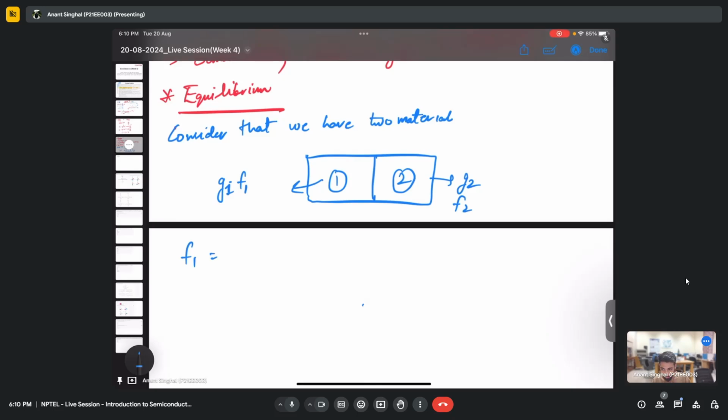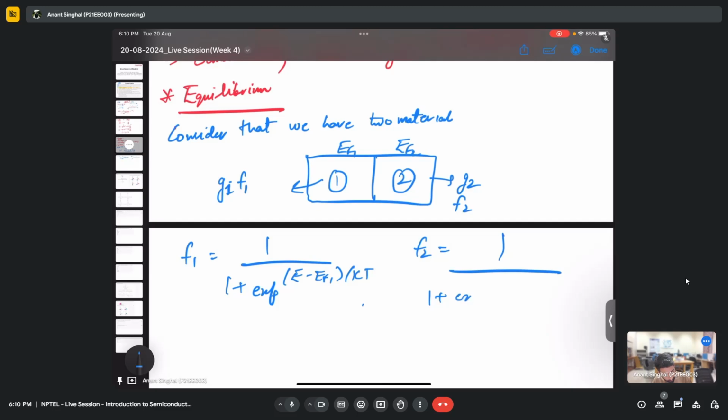Quickly. 1 by 1 plus e to the power. Yeah, that is fine. Let's say this has a Fermi level EF1 and this has EF2. So F1 will be 1 upon 1 plus exponential of E minus EF1 by KT. Similarly, if I write F2, this will be 1 upon 1 plus exponential of E minus EF2 by KT. I hope this is all clear from the previous lectures.